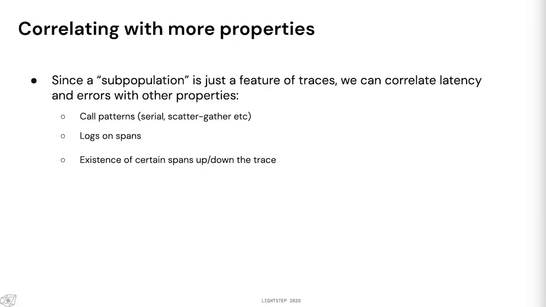We can also correlate with more properties, since I've shared a few so far, like spans on a tag, tags on a span, or certain services and operations, but we can correlate against more complex things too. Since a subpopulation that we're identifying is just some feature of a trace, we can correlate on certain call patterns like serial or scatter-gather. We can correlate on logs with spans, the existence of certain spans up and down the trace. So it's really like a platform to build other types of analysis as we think of them.